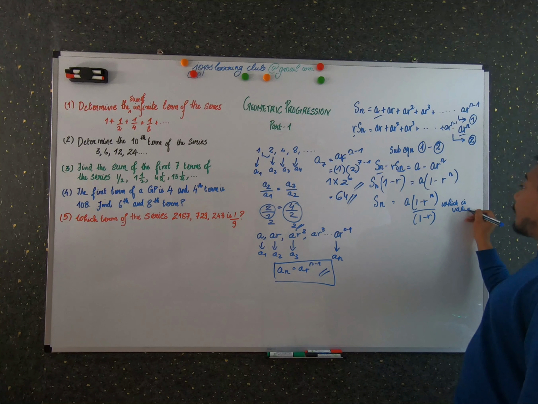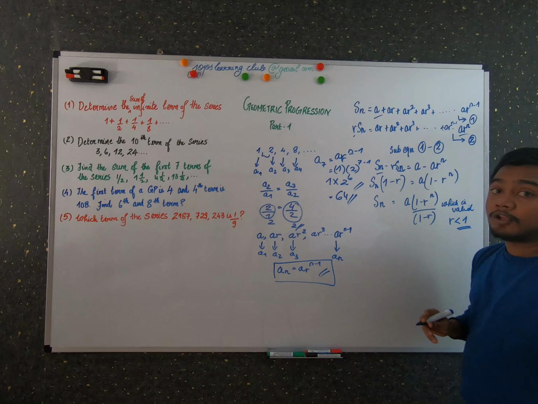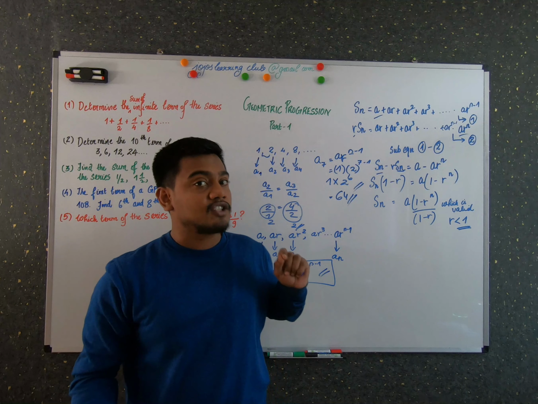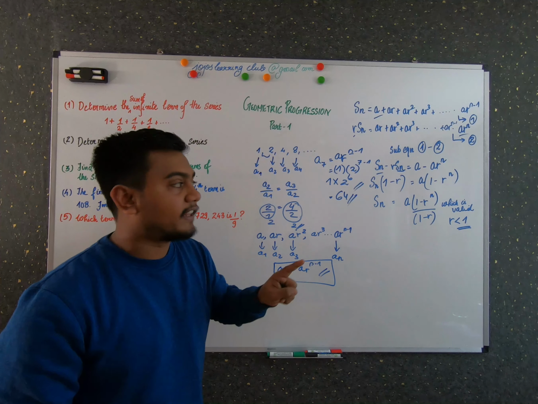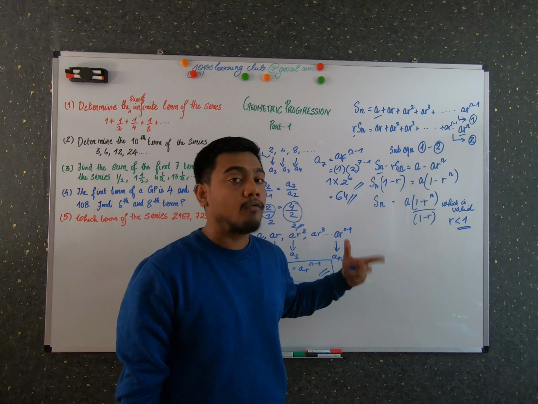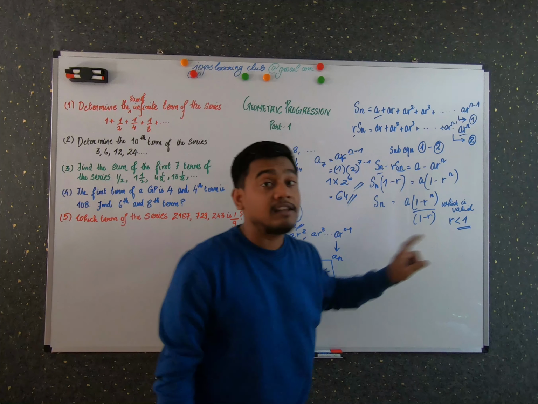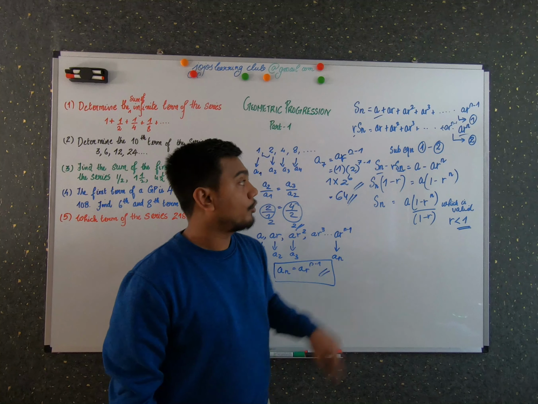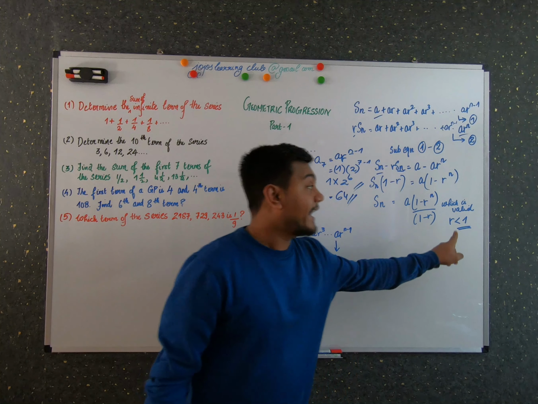when the value of the common ratio is less than 1. Okay, so this is the formula to find the sum of n terms of a GP when the common ratio is less than 1. Here the ratio is 2, which is greater than 1, so this formula is not applied. I will show you next how to find the formula for when r is greater than 1. So the first formula is already found out when the value of common ratio is less than 1.